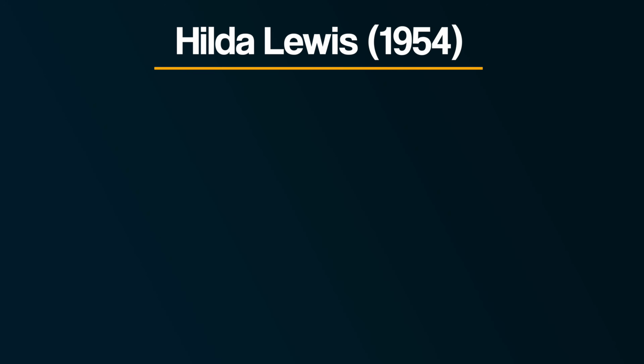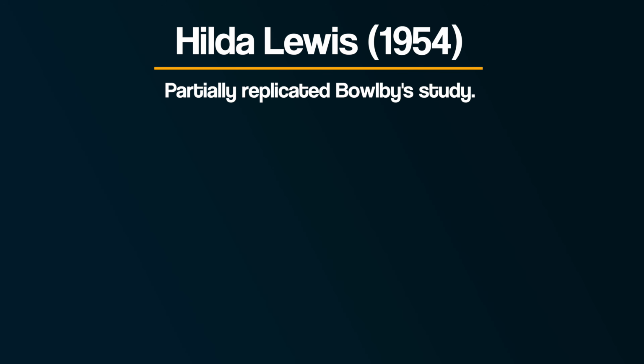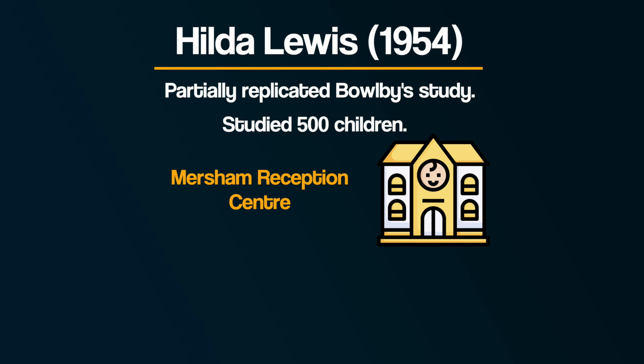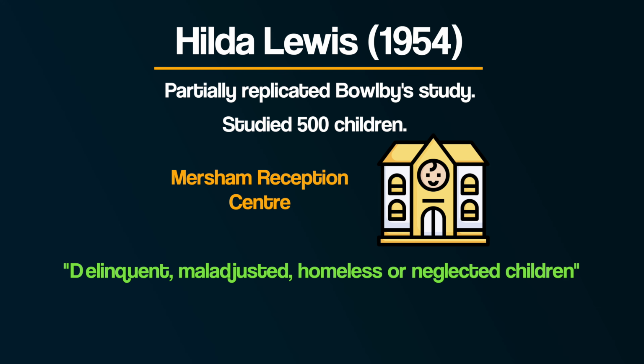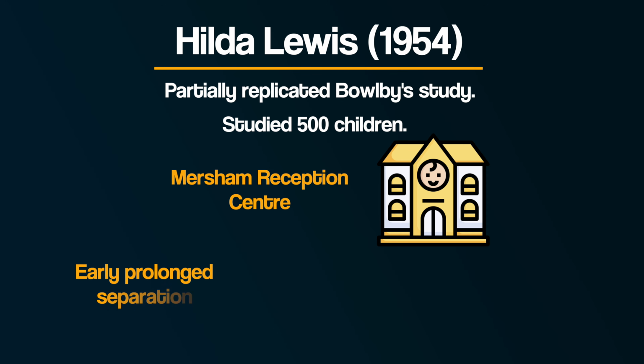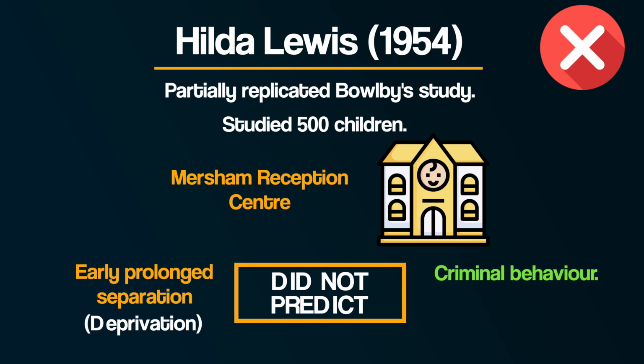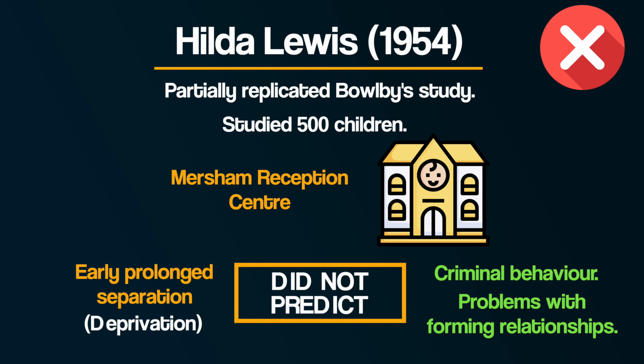Hilda Lewis in 1954 partially replicated Bowlby's study, but instead of 88 children, there were 500 young people. These children were admitted to the Mersham Reception Centre, which was basically a centre for what they called delinquent, maladjusted, homeless or neglected children. What they found was that when they looked at the history of early prolonged separation for a child from their mother, what Bowlby called deprivation, it did not predict criminal behaviour and it did not predict problems with forming close relationships with others. In other words, there did not seem to be a relationship between maternal deprivation and the consequences that Bowlby suggested.